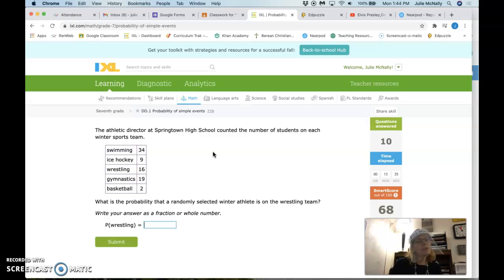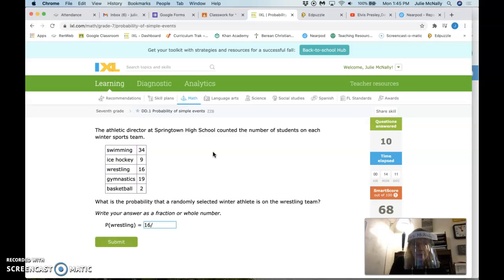The athletic director at Springtown High School counted the number of students on each winter sports team. What is the probability that a randomly selected winter athlete is on the wrestling team? So, how many people are on the wrestling team? Sorry. That's okay. How many people are on the wrestling team? 16. And how many total people are on teams in this chart?